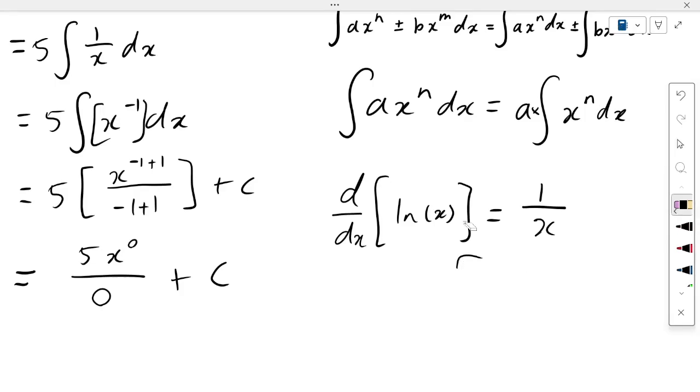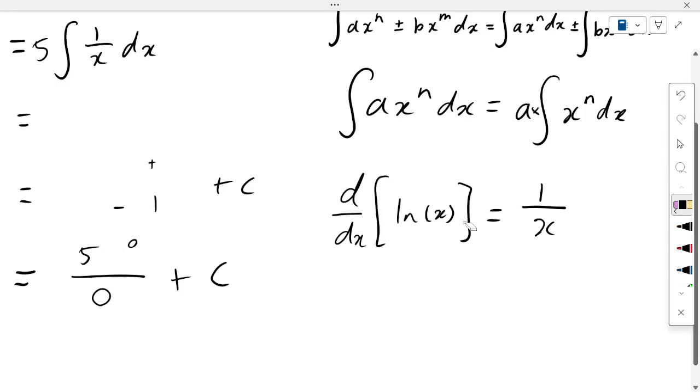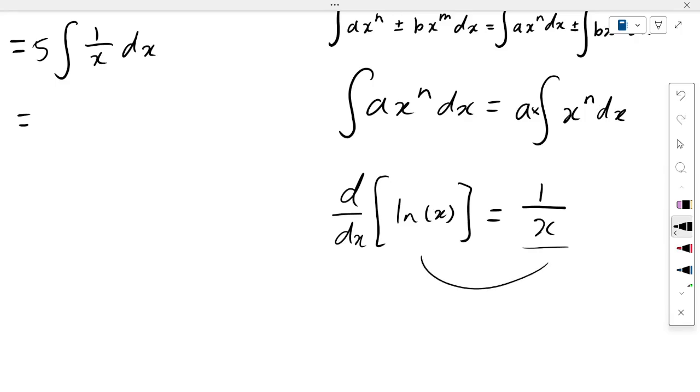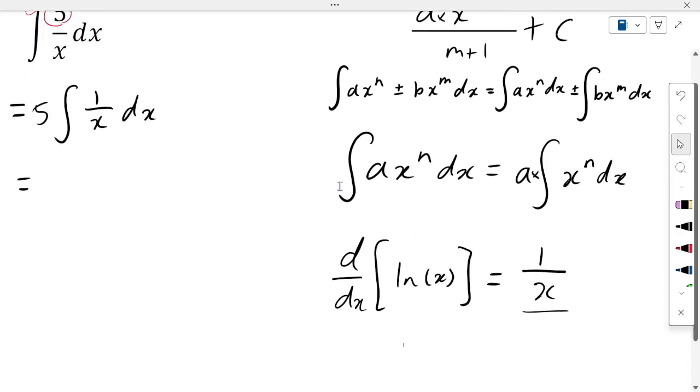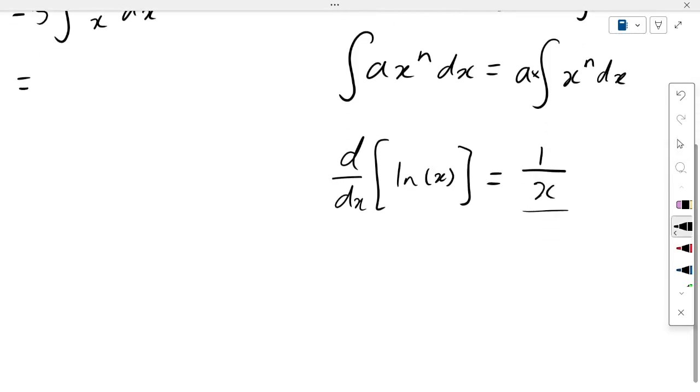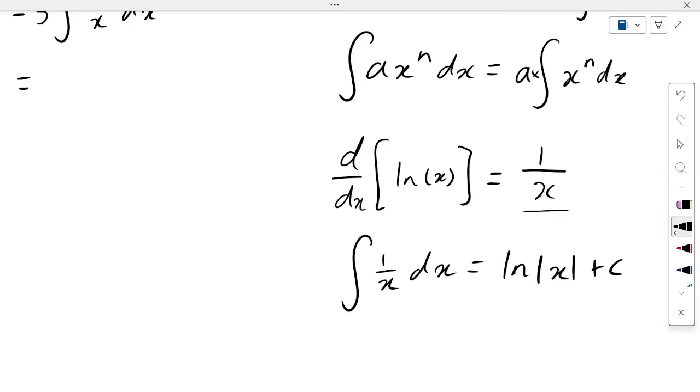Okay, now that we know that, let's get rid of all of this work that we've done. We know this is obviously going to be undefined, and that's not what we want. Because we know that the antiderivative of 1 over x will just be equal to ln of x. But is it just ln of x? I'm going to tell you why. The integral of 1 over x with respect to dx is actually going to be equal to ln of absolute value of x plus c.